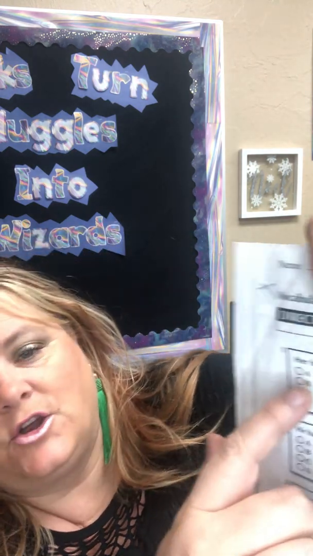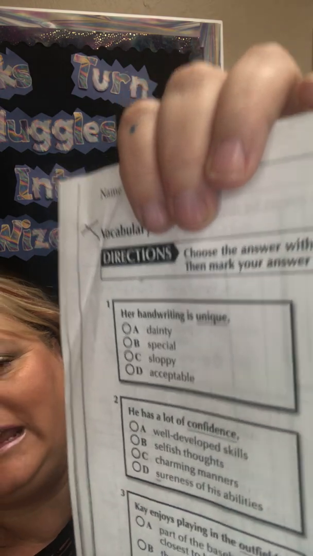So this right here, let's look at this first one on number 1. It says, her handwriting is unique, and the vocabulary word is unique, and it's underlined. And we have 4 options. Letter A is dainty, letter B is special, letter C is sloppy, and letter D is acceptable. So which one do you think is her handwriting is unique? And you should have picked letter B, special. So I just gave you an answer for your test.